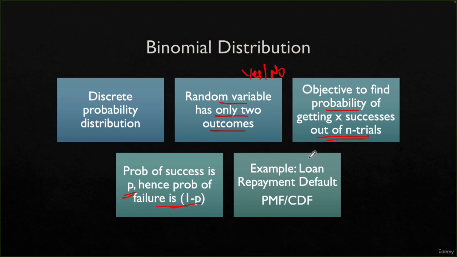The reason is that this has only two outcomes, which means only two events are possible. So if I have the probability of occurrence of one event, then the probability of occurrence of the other event is the complement. An example can be loan repayment default. In such scenarios, we make use of this binomial distribution, and in order to describe the probability in these scenarios, we make use of the PMF and CDF.